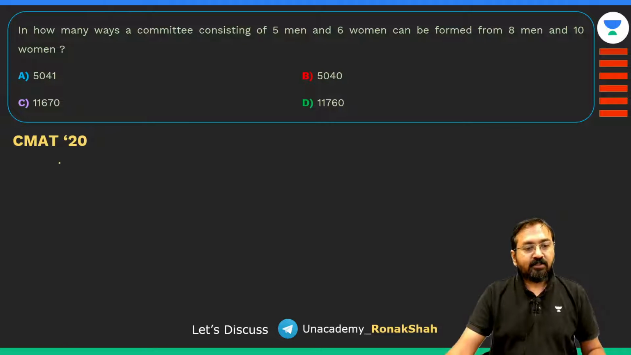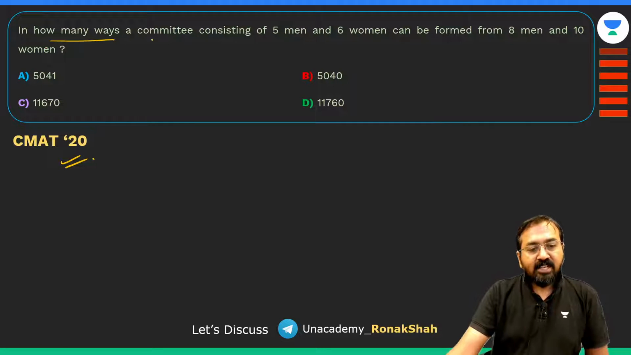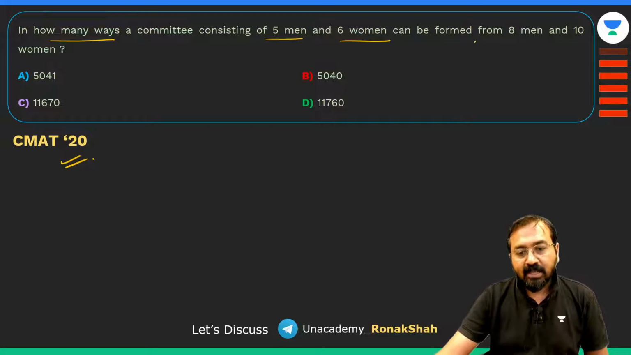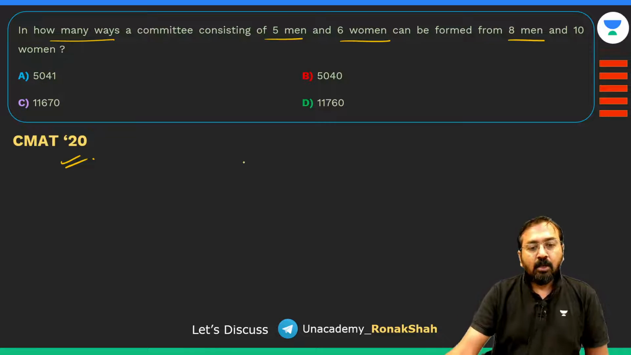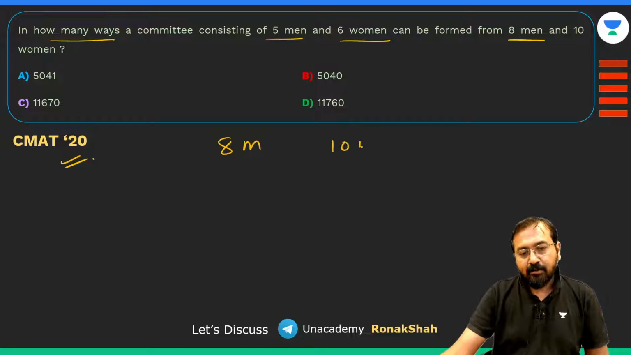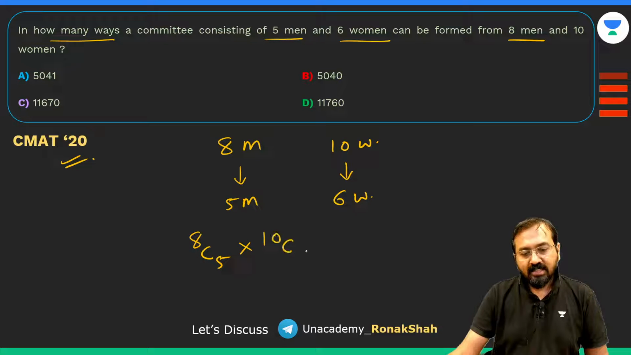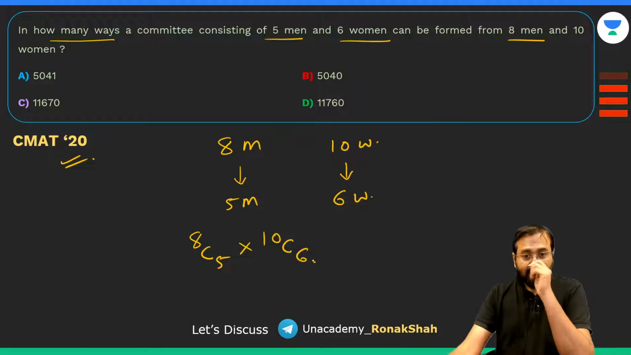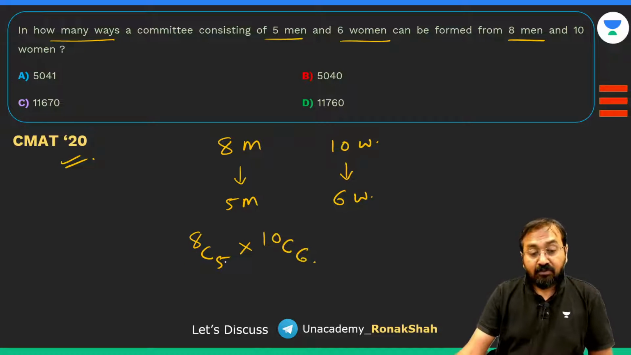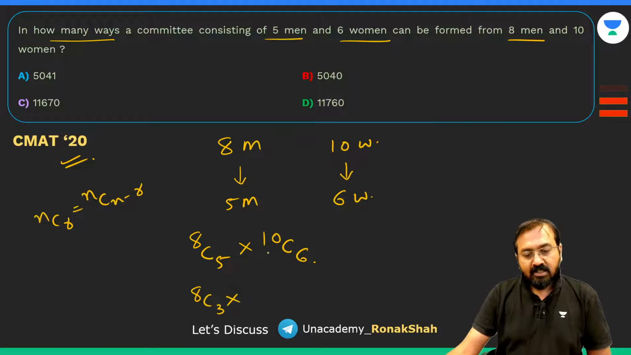Okay, look at this question from CMAT 2020. In how many ways can a committee consisting of 5 men and 6 women be formed from 8 men and 10 women? Okay, so we have 8 men and 10 women, and we need to select 5 men and 6 women. So of course this will be 8C5 into 10C6. This is what we need to do, right? Now 8C5 can be written as 8C3, because nCr is equal to nC(n minus r), isn't it? And 10C6 can be written as 10C4. So we need to find out this value.